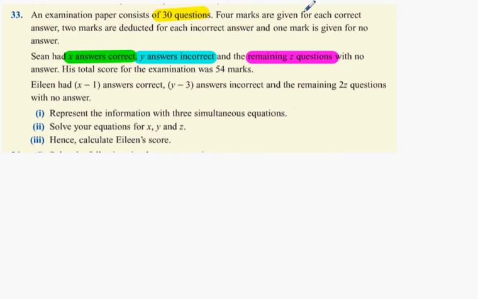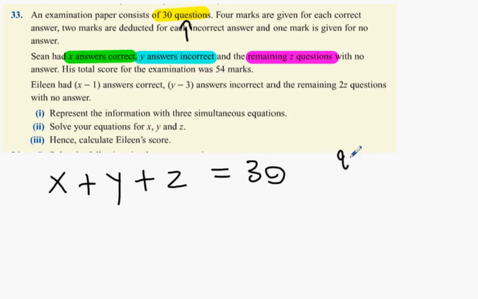Can anybody tell me what's the first equation we can make using the 30 there? There's only 3 options, isn't there? Questions you answered correctly, questions you answered incorrectly, and questions you didn't attempt. That's 3 categories, isn't it? The questions you answered correctly plus the questions you answered incorrectly plus the questions that you didn't answer must equal what? 30. Must equal the total. So that's the questions formula, okay?